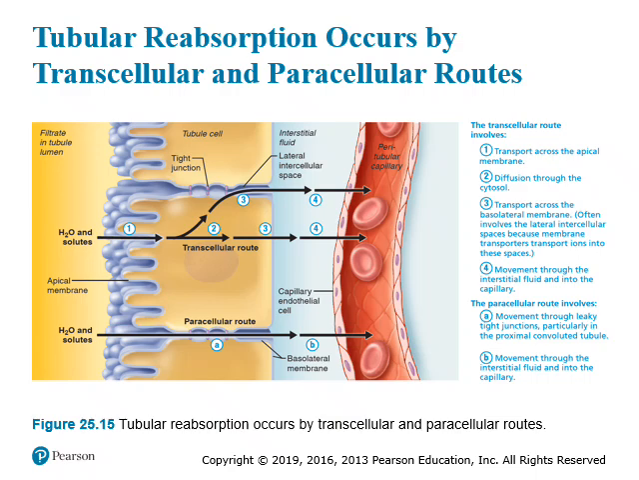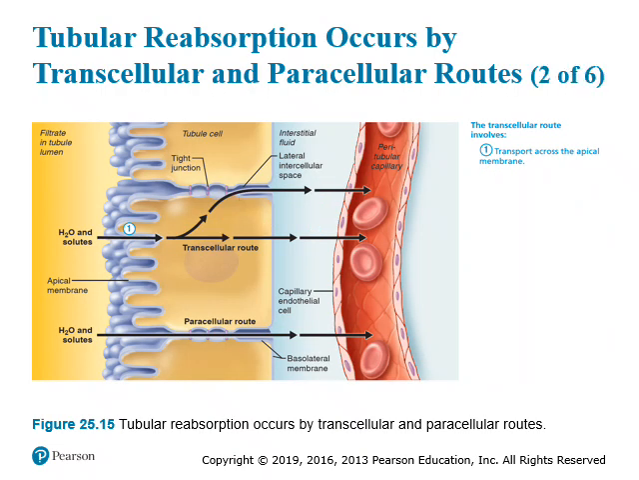And let's take a look at this tubular reabsorption that occurs in the transcellular and paracellular routes. This is a different presentation of something that I have already mentioned to you. First of all, number one, that's your number one right there. This is a transport across the apical membrane. And that is what's called the transcellular route when it crosses right through the cells.